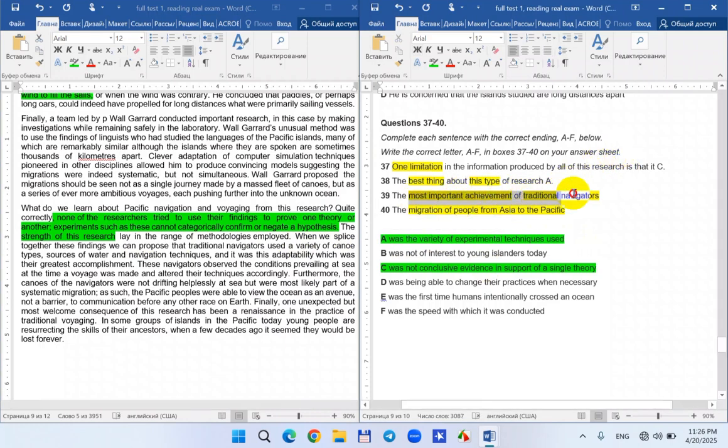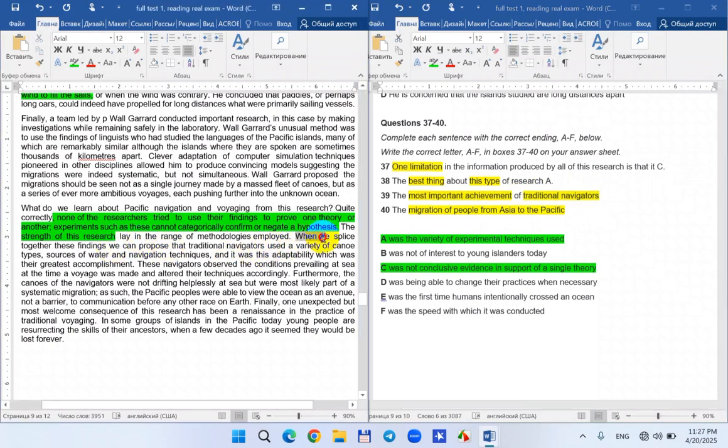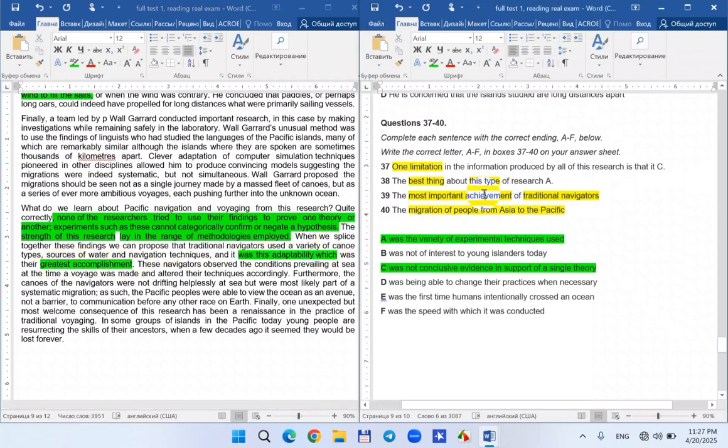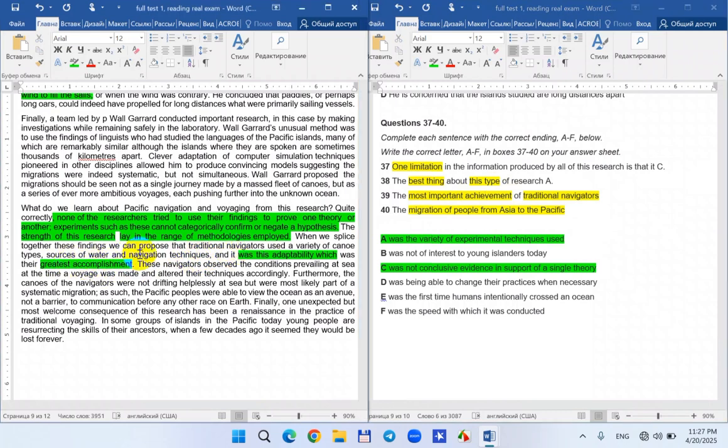The most important achievement of traditional navigators. The most important achievement, okay. The range would be the correct answer for the previous findings. Navigators used a variety of navigation techniques. Now it was this adaptability which was their greatest accomplishment. Accomplishment is a synonym for achievement, the most important, the greatest, okay?